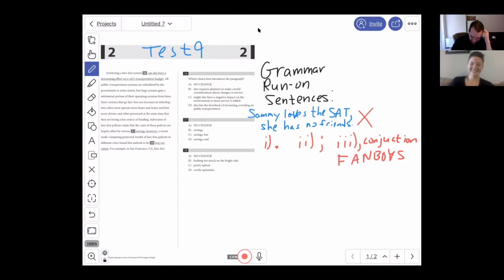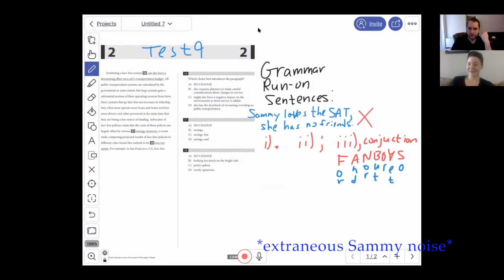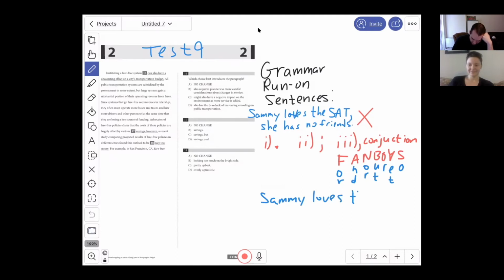And as we know, the fanboys stand for and, nor, but, or, yet, and so. We can split up this sentence: Sammy loves the SAT, she has no friends. We could split it up with a period. We could split it up with a semicolon. If we had to use a fanboy, Sammy, what fanboy would you want to use to split up these two sentences? What would make these sound good? Yet.